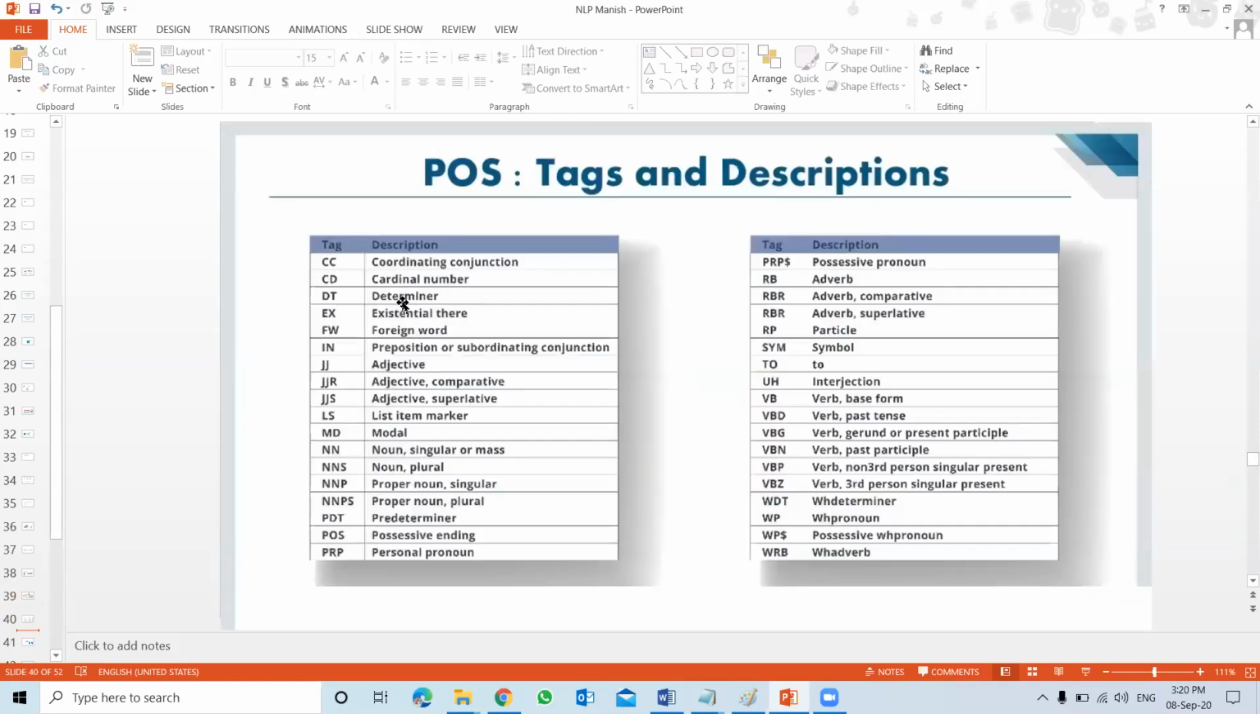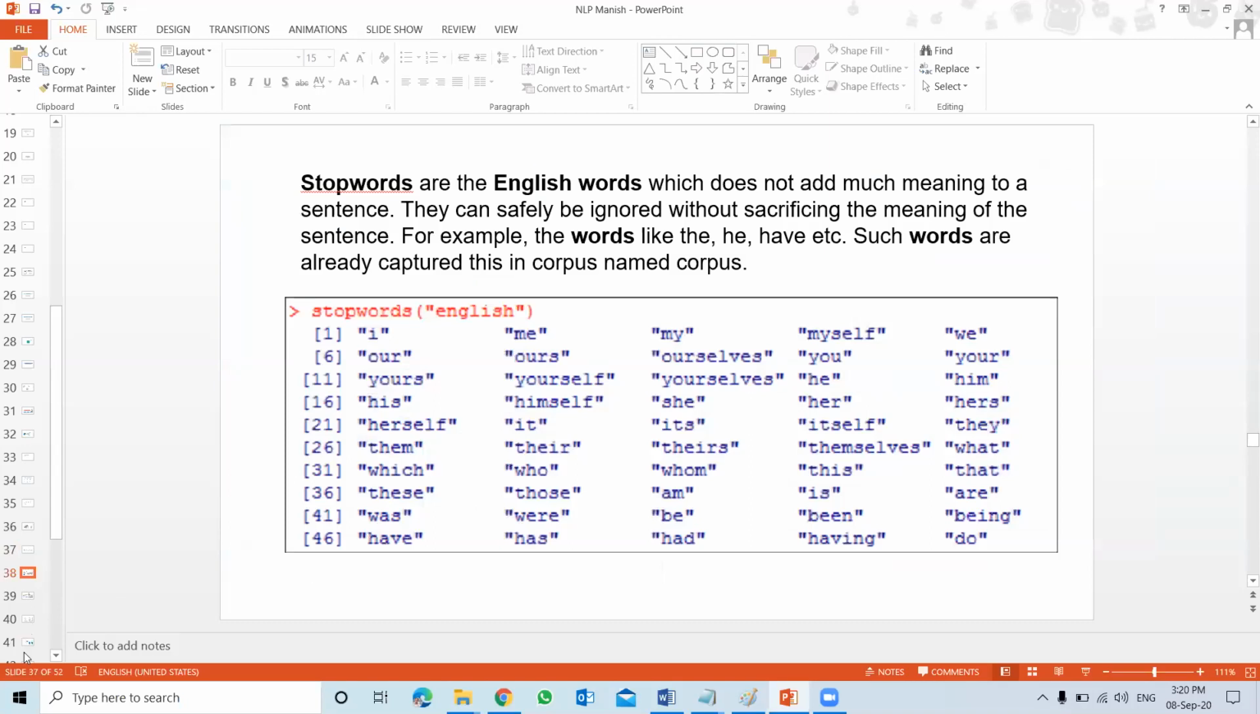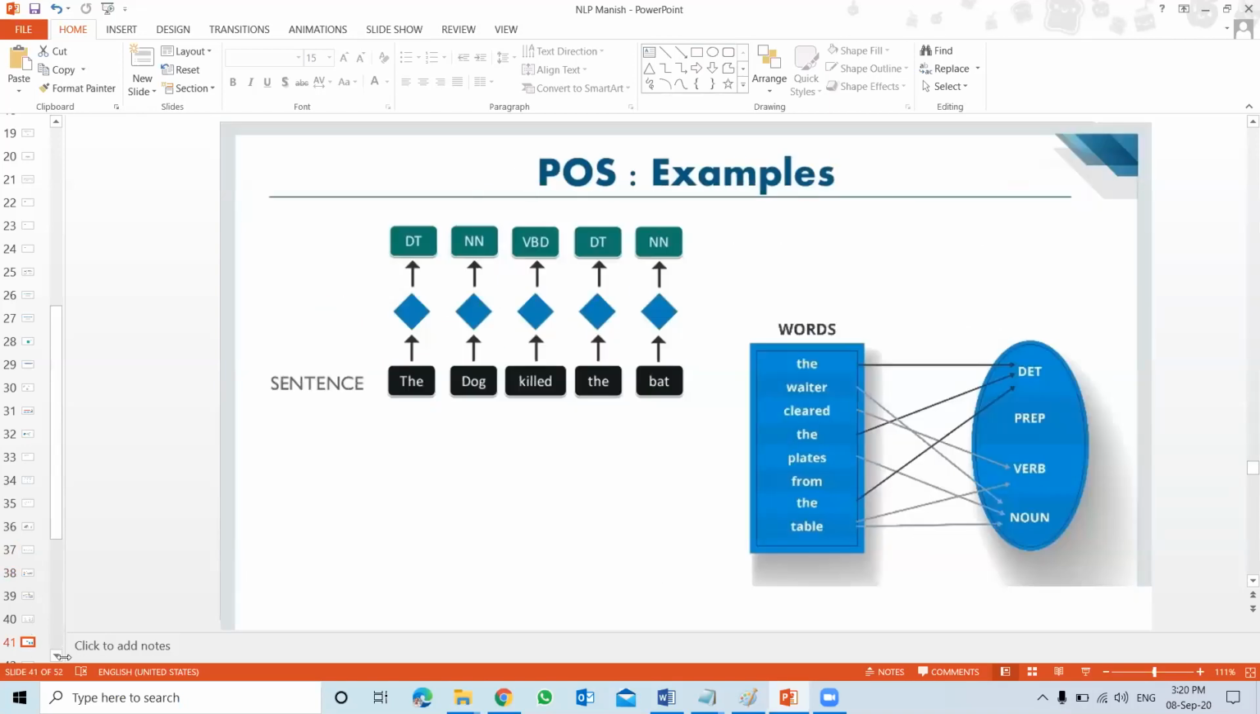Yeah, so DT is called determiner. So this is the meaning we have. On the same way, every word has different types of meanings here. So once you have a meaning, you can go for it. Like here, we have something called DA. DA means determiner. Same thing we are having in the next one.